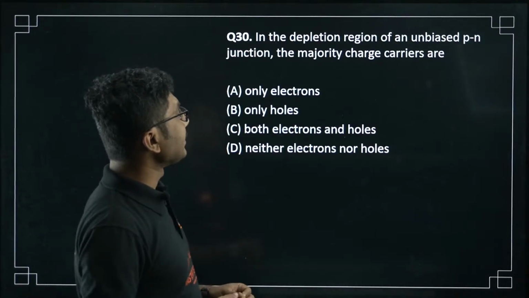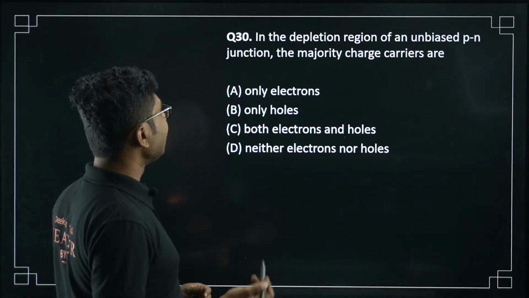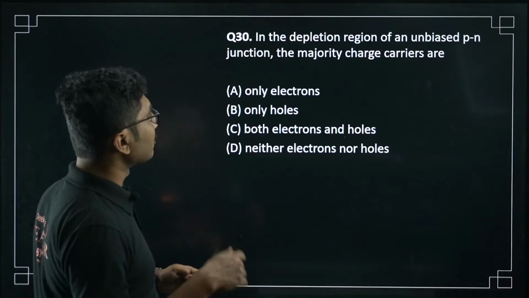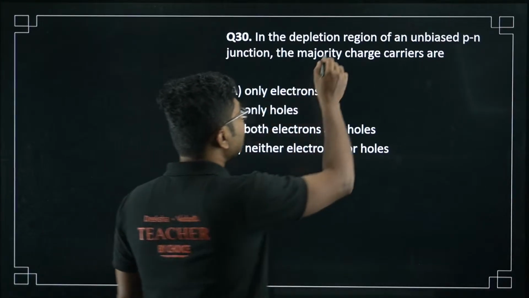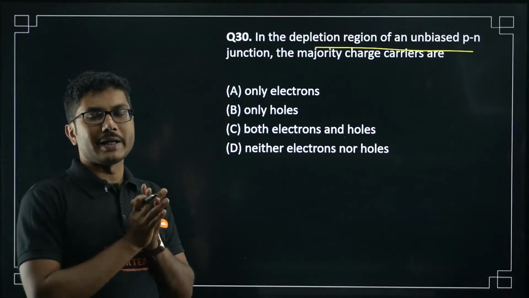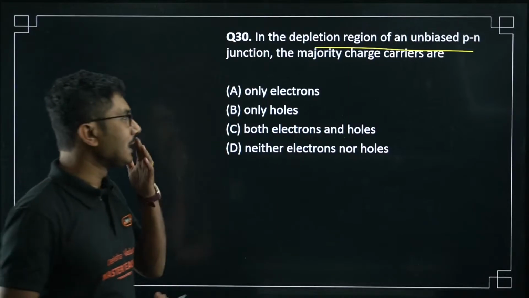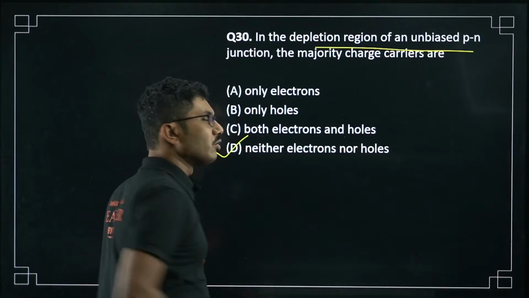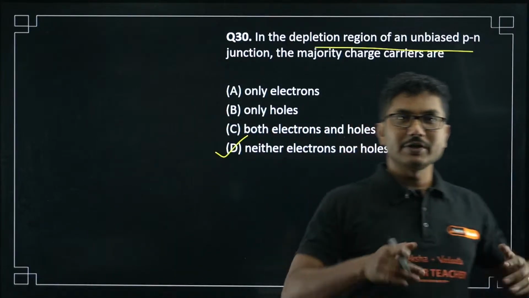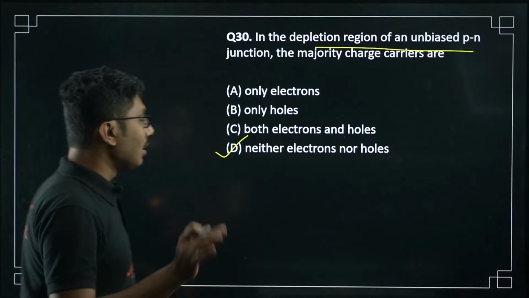In the depletion region of an unbiased PN junction, the majority charge carriers are: only electrons, only holes, both electrons and holes, or neither electrons nor holes? In the depletion region of an unbiased PN junction, electrons and holes combine and they are dead now. That means there are no mobile charge carriers, so neither electrons nor holes are the majority charge carriers in the depletion region. Depletion region means everything is depleted, neither holes nor electrons are there.